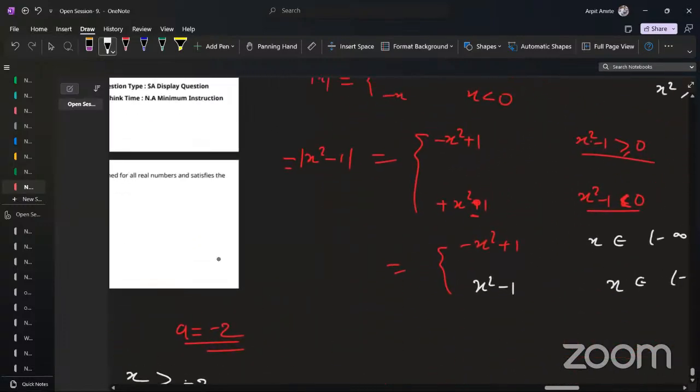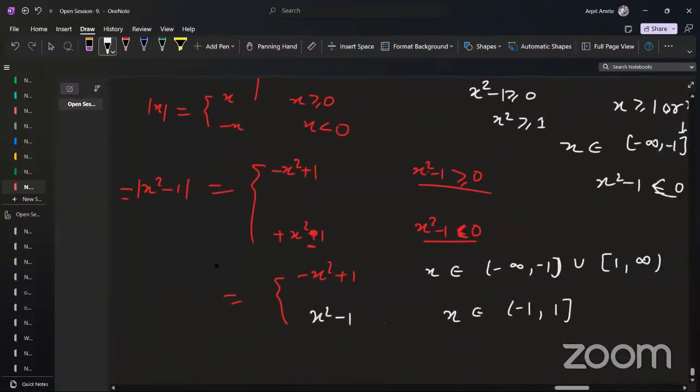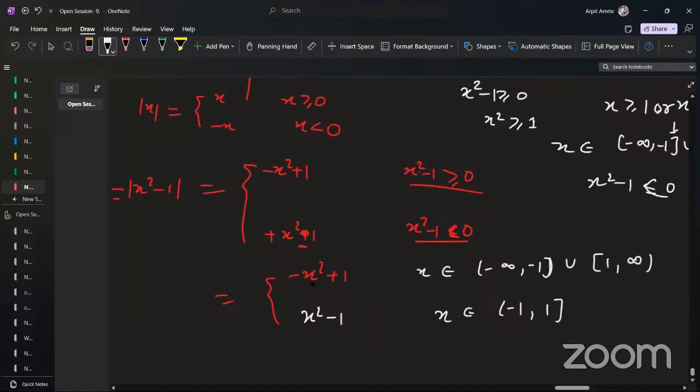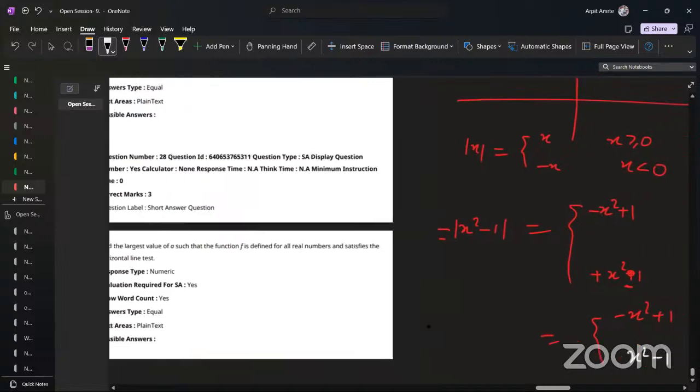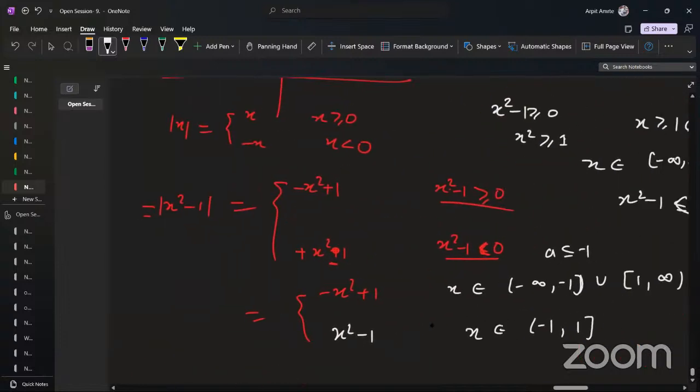Now observe how this function is defined here. Because of this x square thing, if I take my a which is less than or equal to minus 1, what will be the case? The largest value is what I need to find.